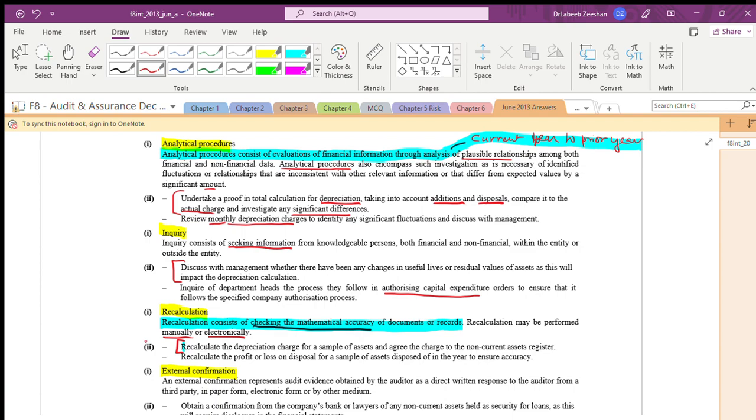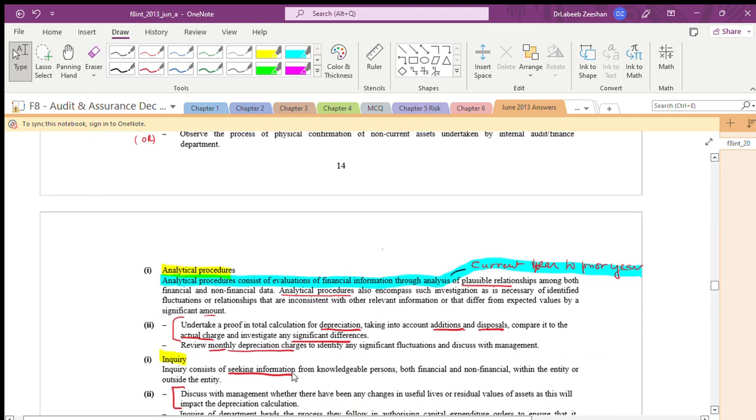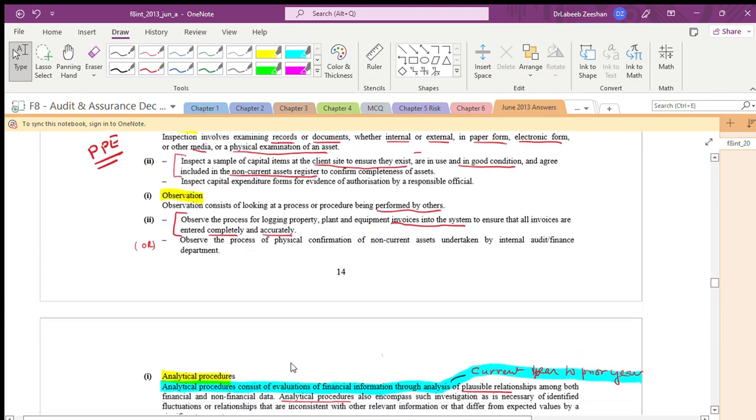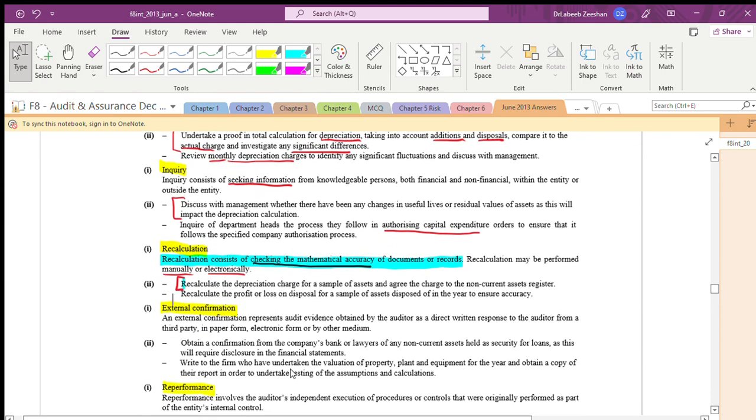Now, how many things are there? What are the types of audit evidence? There is inspection, observation, analytical procedures, inquiry. Write it down on one separate paper, on small yellow sheets, as short notes for your understanding. Audit evidence: inspection, observation, analytical procedures, inquiry, recalculation, external confirmation.